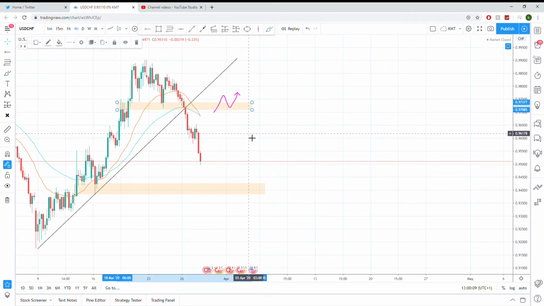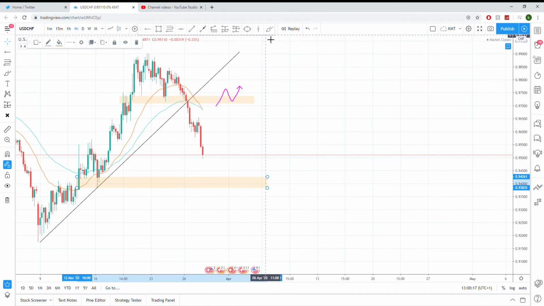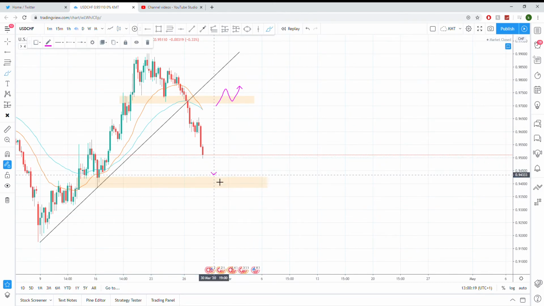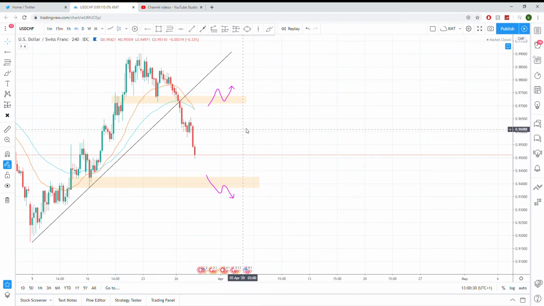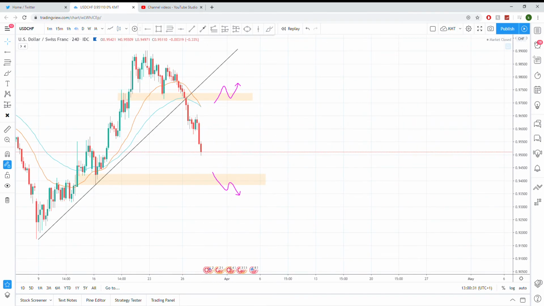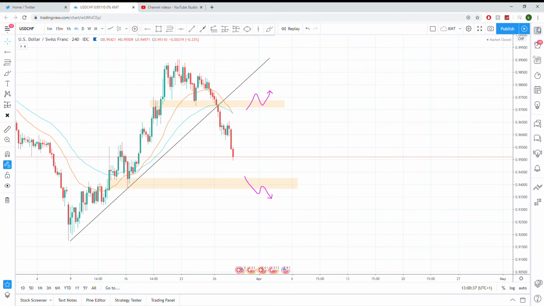So this is at 0.97085 to 0.97377, and if we do go below here, I will be looking for further shorts. So this is between 0.94261 to 0.93835. Okay, so there is a big gap in here, but we just have to again stay patient with this pair and see where it can run to.